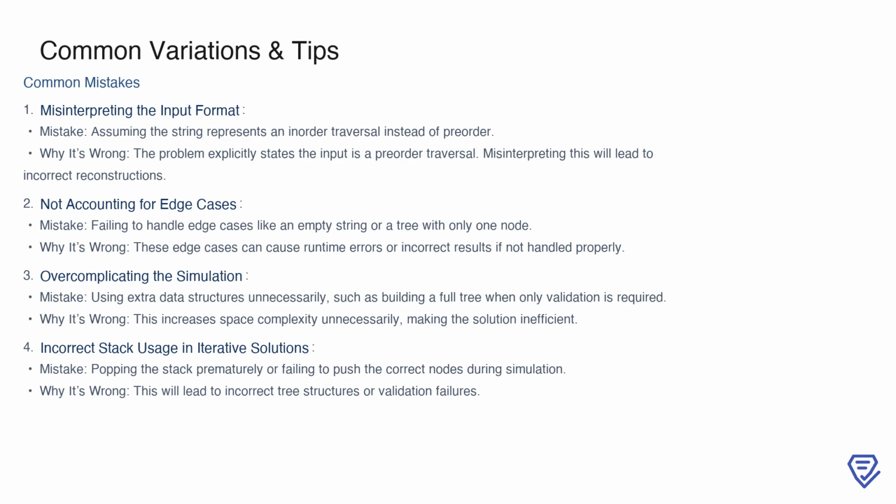Another frequent issue is overcomplicating the simulation. Sometimes, people unnecessarily build a full tree, which increases space complexity without adding any real benefit since the task is just to validate the traversal. Finally, improper stack usage in iterative solutions is another pitfall. For example, popping the stack prematurely or not pushing the right nodes can cause validation failures or result in incorrect tree structures. Each of these mistakes highlights the importance of a clear understanding of the problem requirements and efficient algorithm design.